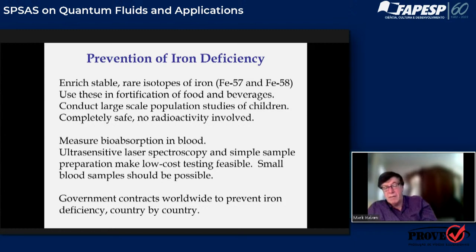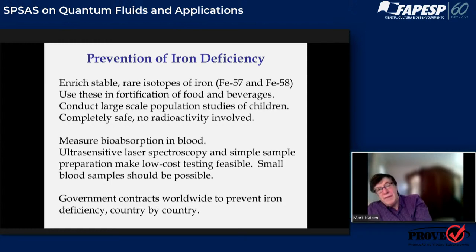The way to diagnose it and make sure that it really is absorbed in the body is you use stable but rare isotopes of iron. Iron 57 and iron 58 are stable, so they're completely safe to use. They're just like iron. Iron 57 is known to people from Mossbauer spectroscopy. It has a natural abundance of about 2%. Iron 58 is about 0.2%.